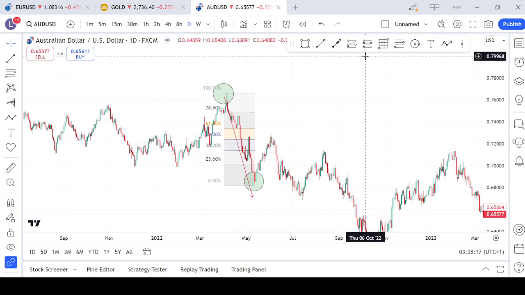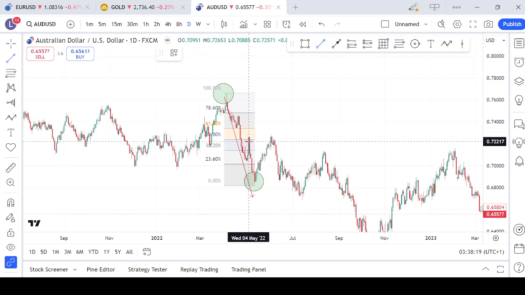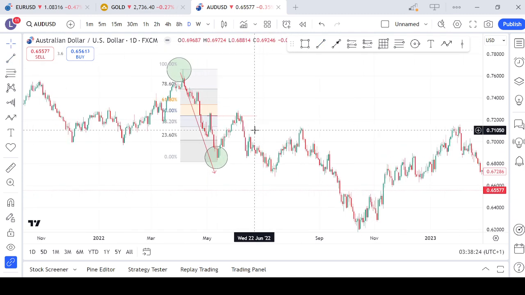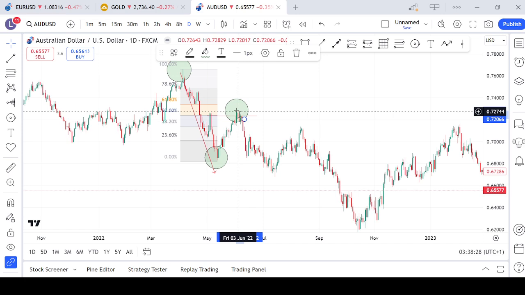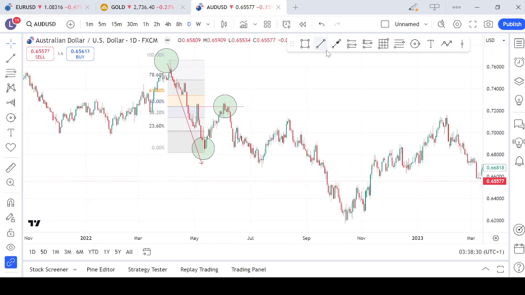You can see price reversing off the 50% level here and giving us good confirmation, and price selling off, and take profit should be at this support level here.